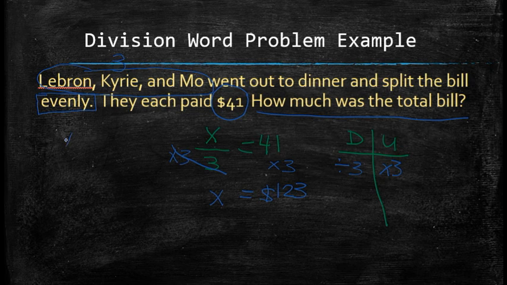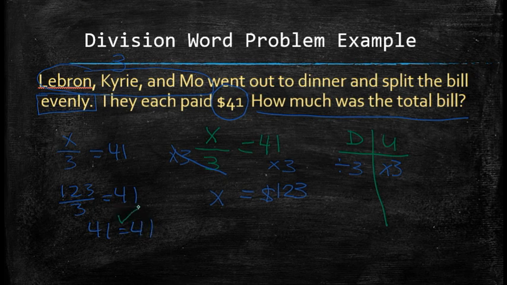So in order to check this, then you would say x over 3 equals 41. You would put 123 divided by 3 equals 41. Go ahead and check that in your calculator and resume the video. 41 is equal to 41, and you know that that is in fact correct and that you did a good job solving this. So these are very easy questions.